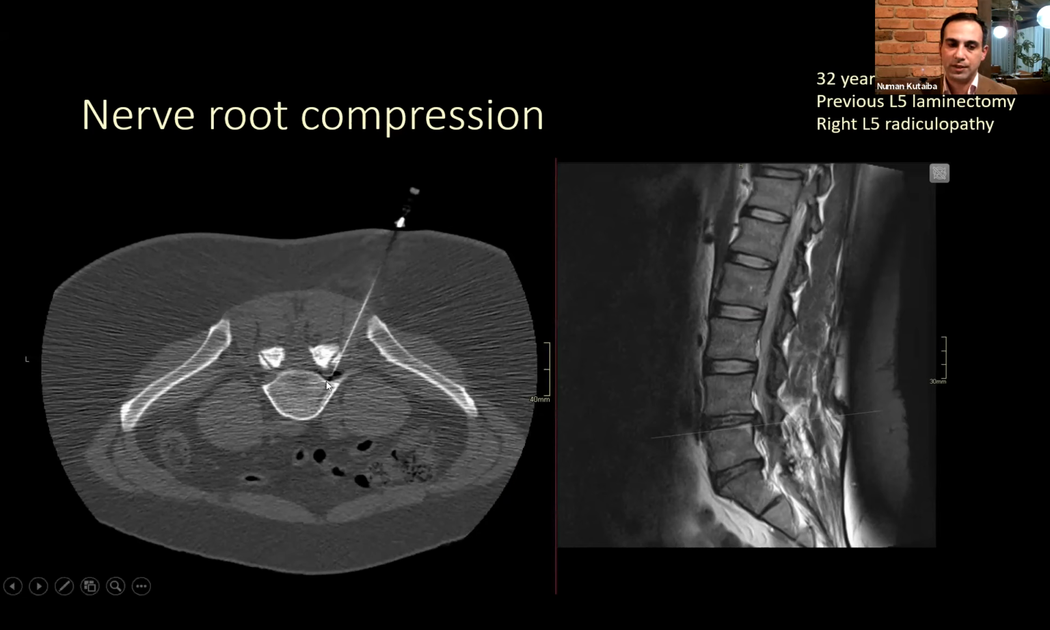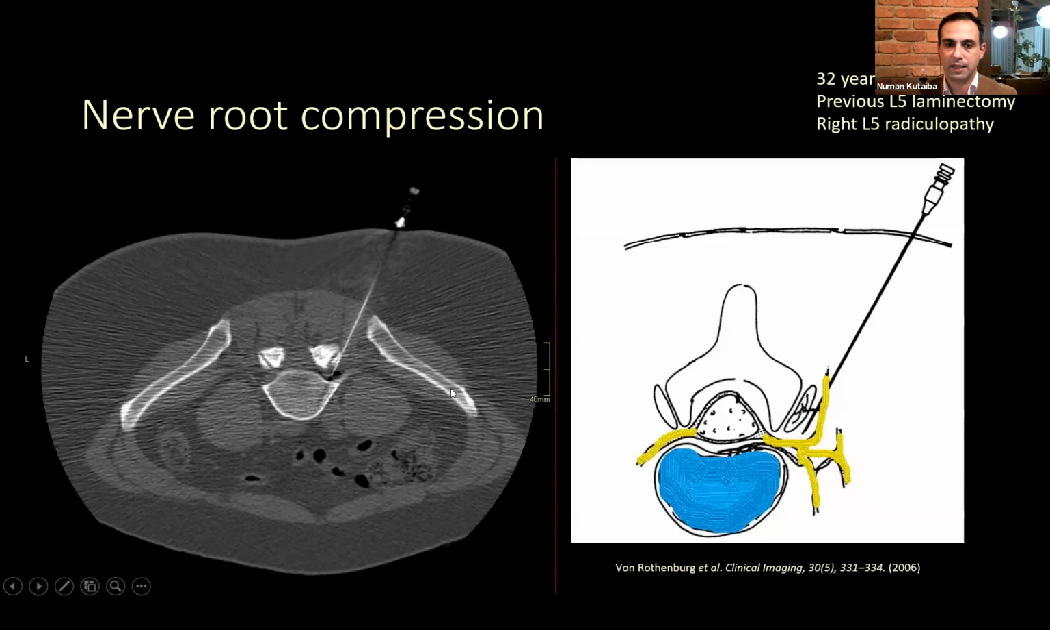So we did a nerve root injection under CT guidance. You advance the needle close to the nerve and you confirm that with either a bit of air or contrast, and then you inject some steroid and local anesthetic.